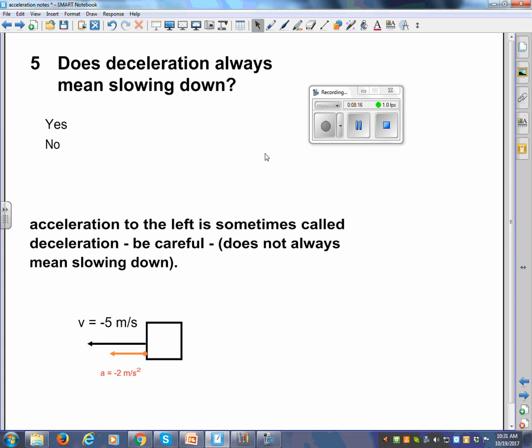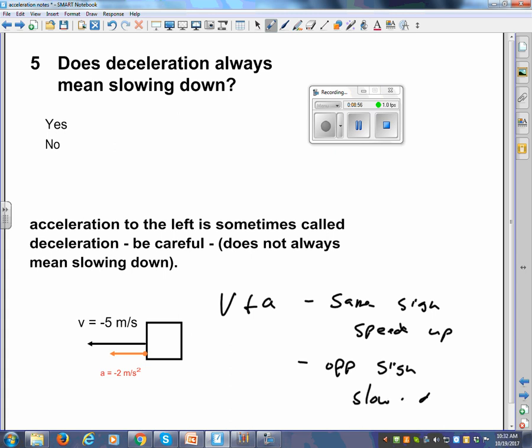I need to pause there, I can sense. Okay, so acceleration to the left is sometimes called deceleration, but it doesn't necessarily mean slowing down, because if I'm already going left, let's say -5, and I accelerate to the left, then I will actually speed up. So the rule is this, right? If the velocity and the acceleration have the same sign, like if they're both positive, then it's going to speed up. If it's opposite signs, then it's slowing down.